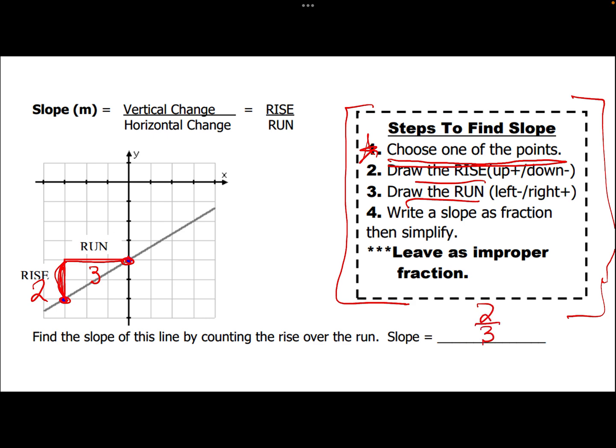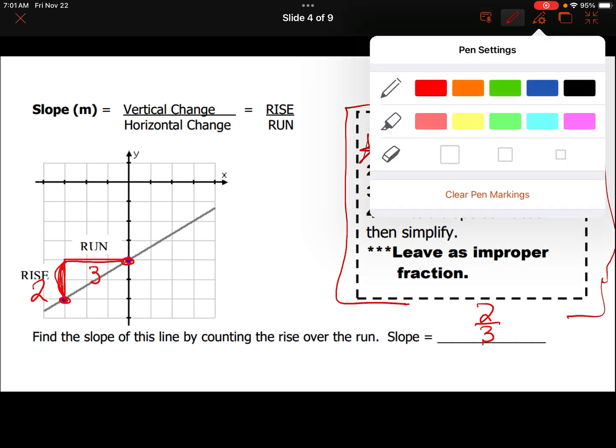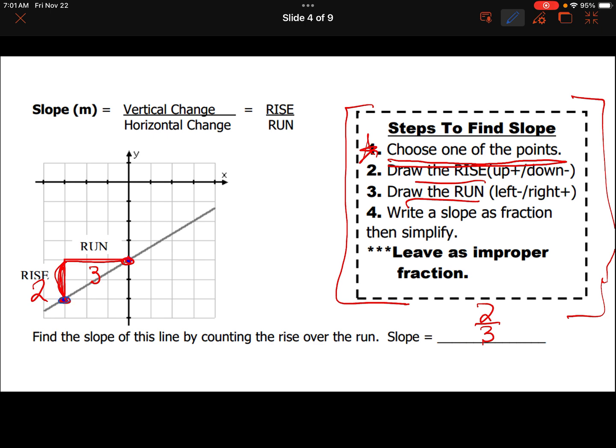Now, if you're looking at this picture, I drew those for you. Let me change colors here. But I could have drawn this point and this point way up here. And I could have drawn this. Okay, and if I did that, it would have been up 4 over 6. And so kids were like, I got a different slope. What is wrong with 4 over 6? 4 over 6 is not simplified. It comes down to 2/3.